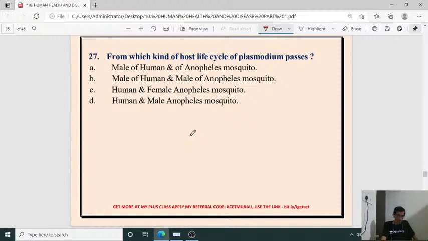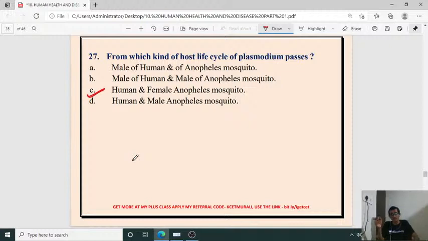Who is responsible for this? Question number 28. That is C. In the case of human beings, it is not male or female. It is irrespective of gender. Both are going to be affected equally, isn't it? There is malaria. But the vector is always the female Anopheles mosquito. So human and female Anopheles mosquito.